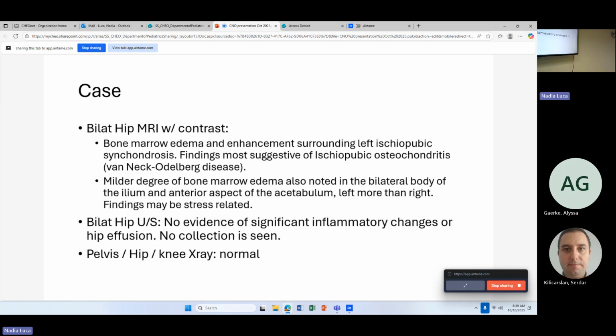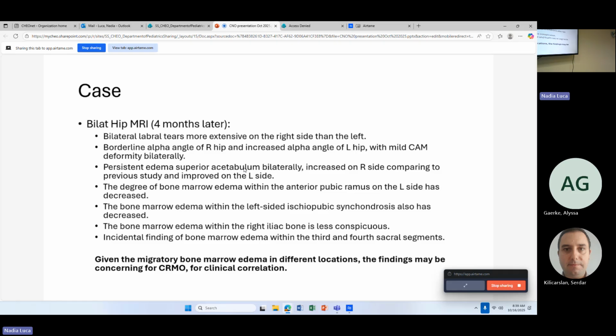So they managed him conservatively in ortho. And then they ended up repeating his imaging about 4 months later, as we do. That MRI also showed some other findings: labral tears bilaterally, and they also queried mild cam deformity bilaterally. So all of these are more mechanical reasons to have hip pain. But they once again did see the edema in the acetabula.